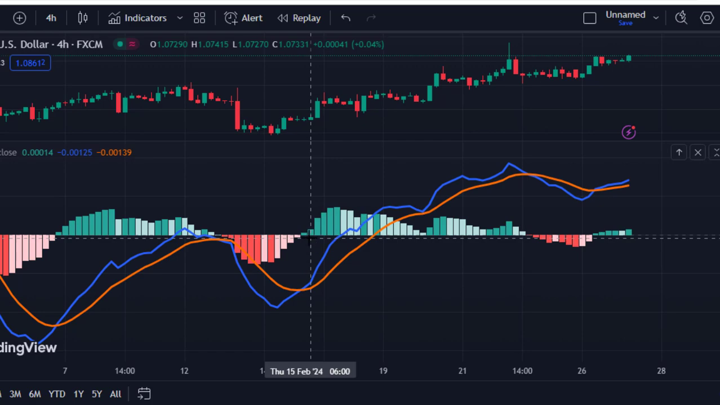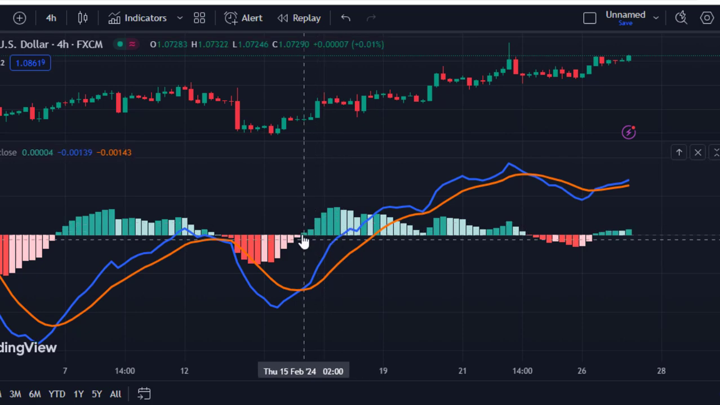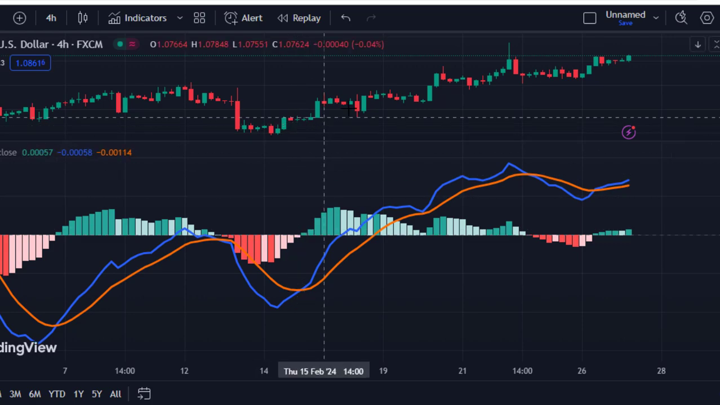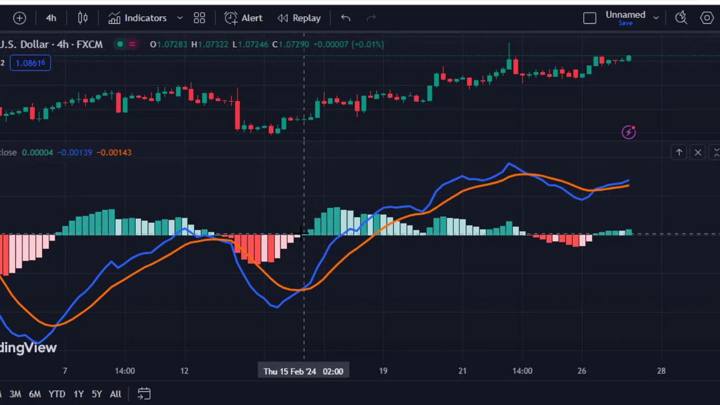So we have these green bars right here, and these green bars mean that the market is positive, okay? It means that the market is going to move to the upside. So anytime you see the green bar start to form on the positive side of the MACD, it means that the market will begin to move to the upside. That is what it means. It also means the beginning of a new trend.